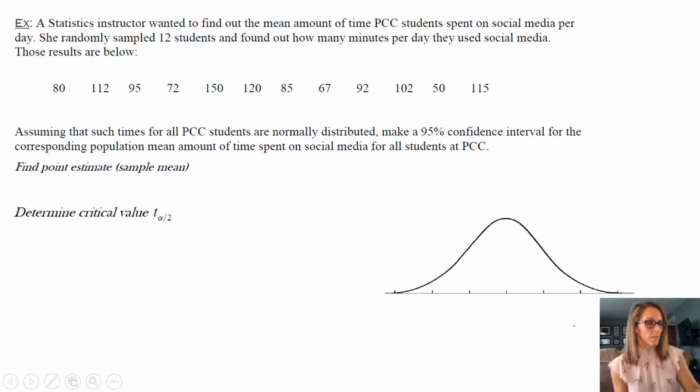So here's the second part of section 7.2, and we see another problem. We have a statistics instructor. They want to think about the mean amount of time that PCC students spend on social media per day. So 12 students are randomly selected, but we don't have the summary statistics, the mean and the standard deviation. We actually have all the data values.